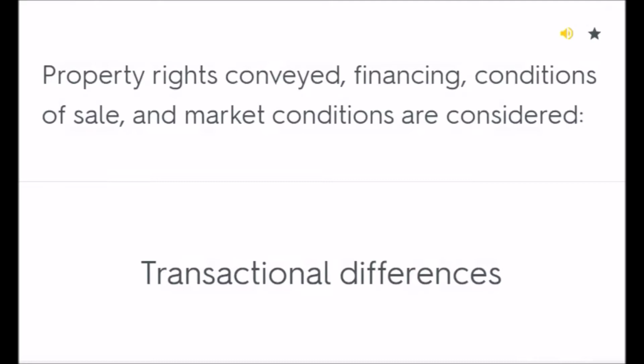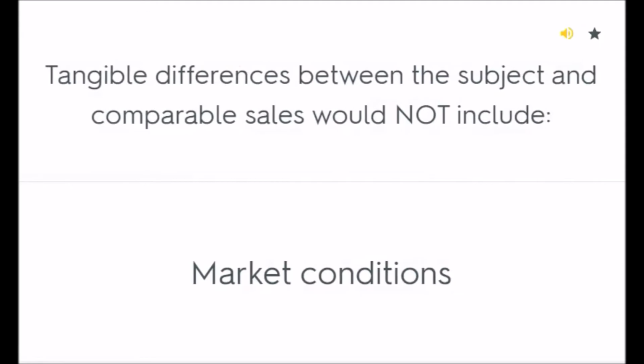Property rights conveyed, financing, conditions of sale, and market conditions are considered. Transactional differences. Tangible differences between the subject and comparable sales would not include market conditions.